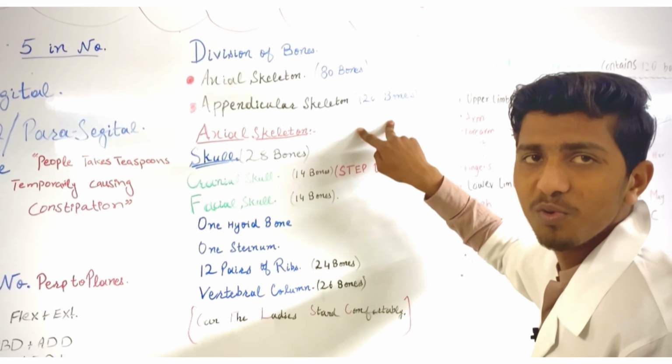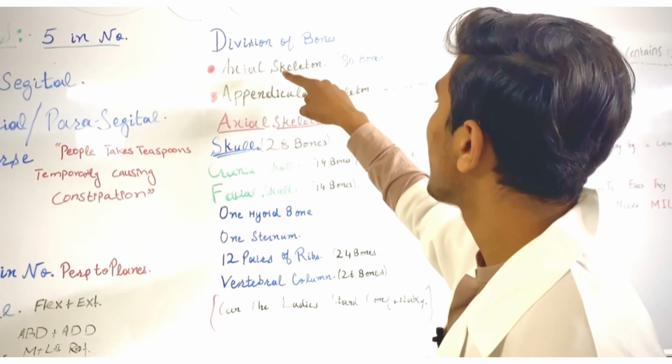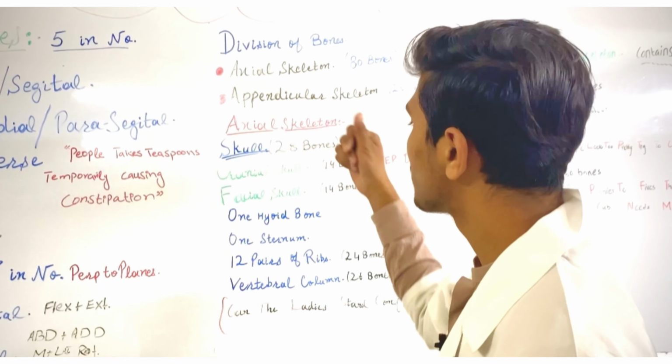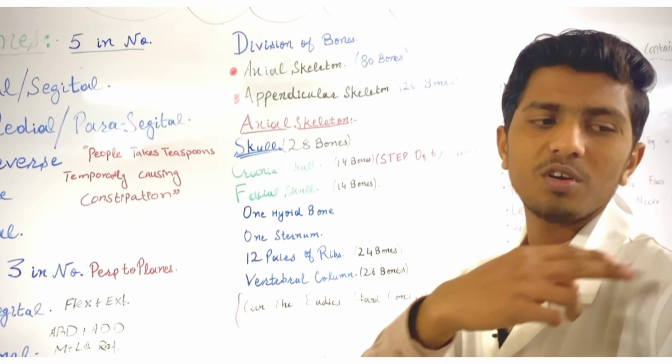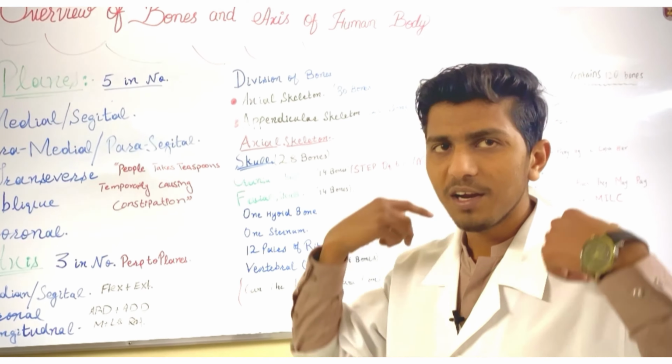And 6 bones are not included in the axial and appendicular skeleton; they are included in the shoulder girdle and pelvic girdle. 4 bones are in the shoulder girdle, 2 clavicles and 2 scapulae.